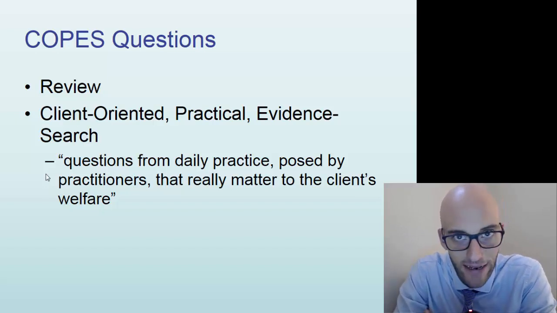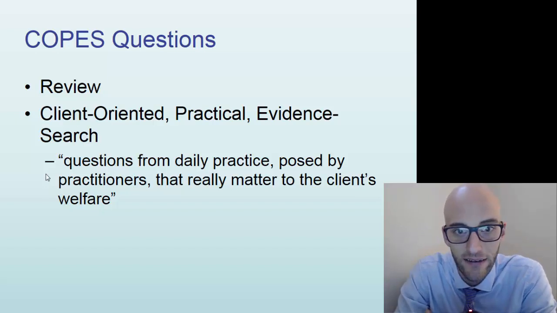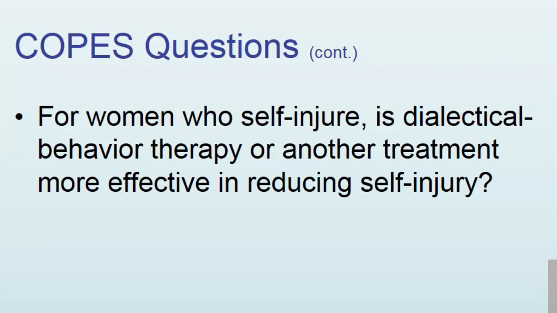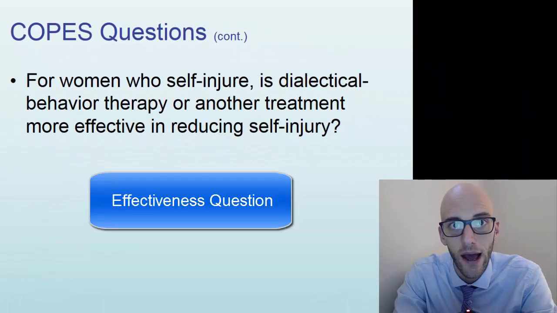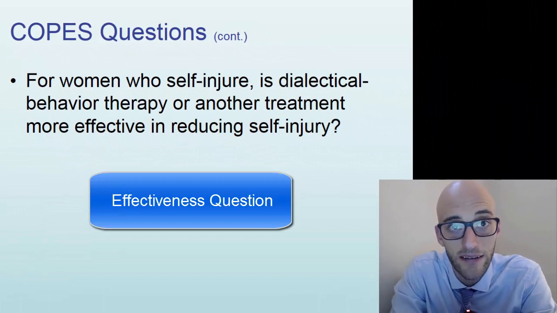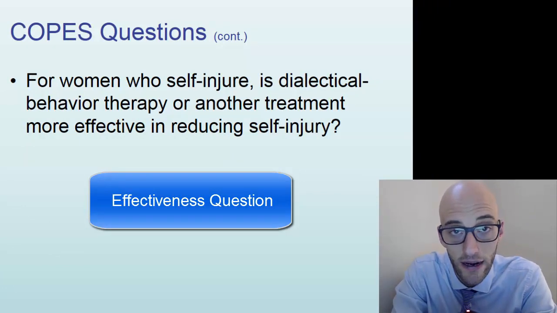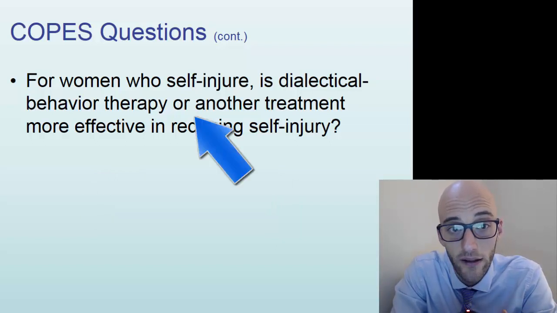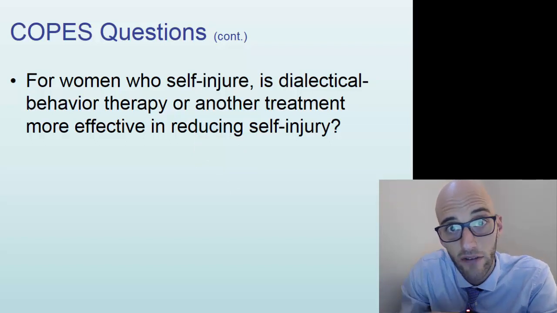So questions from daily practice that are posed by practitioners that really matter to the client and their welfare. So an example of a COPES question here, potentially for women who self-injure, is DBT or another treatment more effective for reducing self-injury? This is a good COPES question because it specifies whom the intervention is for, women who self-injure, and also the potential intervention that might be used, being DBT. And it's also got the Boolean of or here, or another treatment more effective for reducing self-injury.